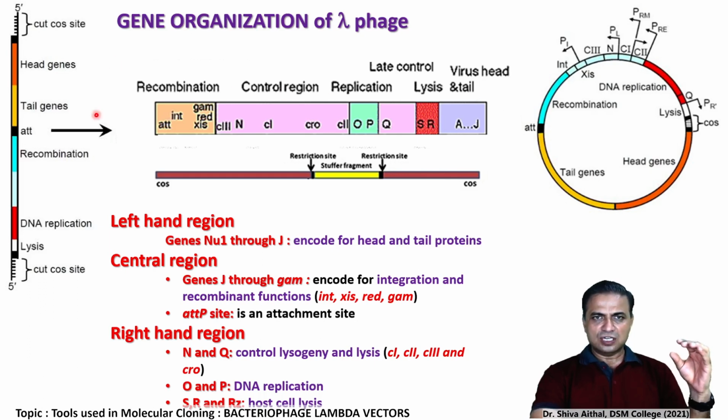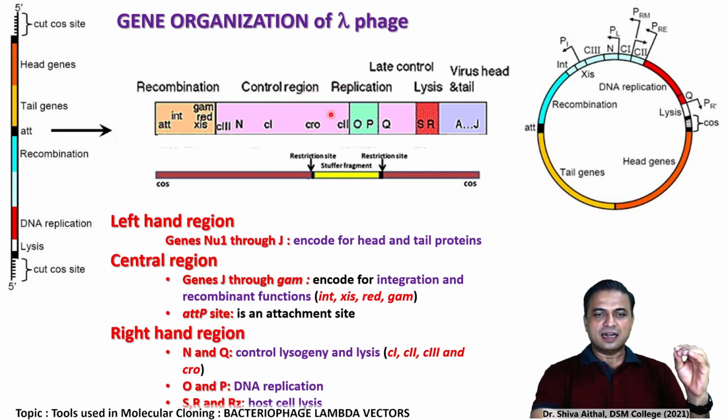So this is the original wild type gene organization. I will now tell you which is the stuffer region which can be removed. But before that, there is a right hand region which has N and Q genes. This is the N gene, this is the Q gene. Between the N and the Q gene, which are for lysogeny and lysis, there is an operator gene and a promoter gene. There is a DNA replication gene.